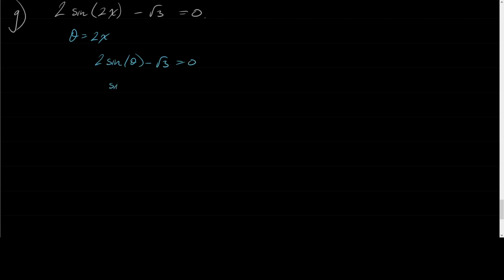So solving for sine theta, sine theta would be simply radical 3 over 2. And the question here is saying, what should theta be so that sine of it is radical 3 over 2? Well, sine is equal to radical 3 over 2 at pi over 3, but also at 2 pi over 3. All right.